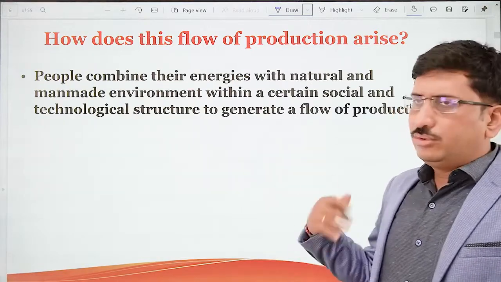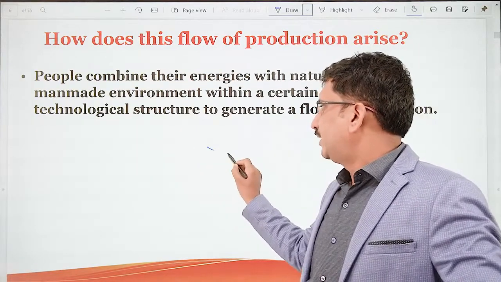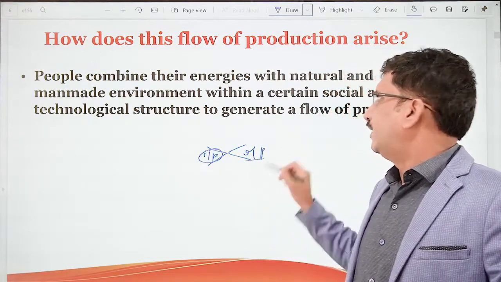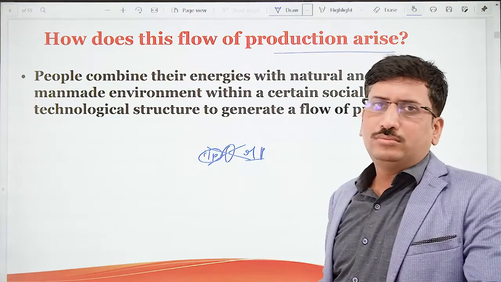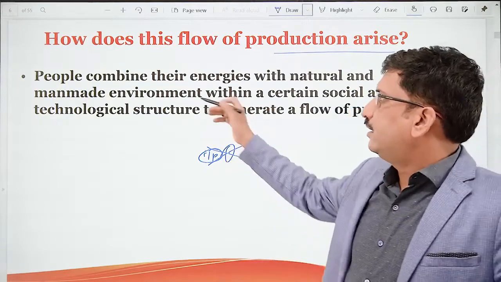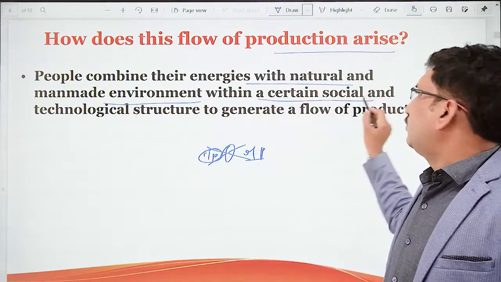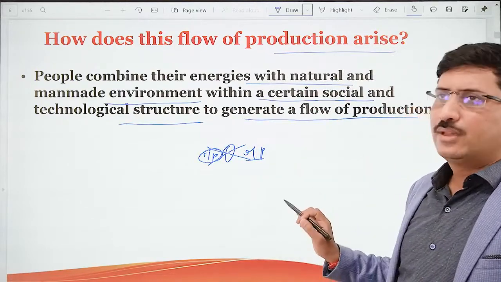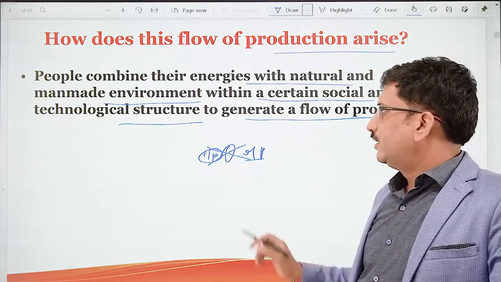Okay, so next question comes. What we understood: with the factors of production as input, output is given. How does this flow of production arise actually? So that is very clear here. People combine their energies with a natural and man-made environment within a certain social and technological structure to generate a flow of production. So very simple but powerful way of explaining this flow of production is, it is not just one thing.